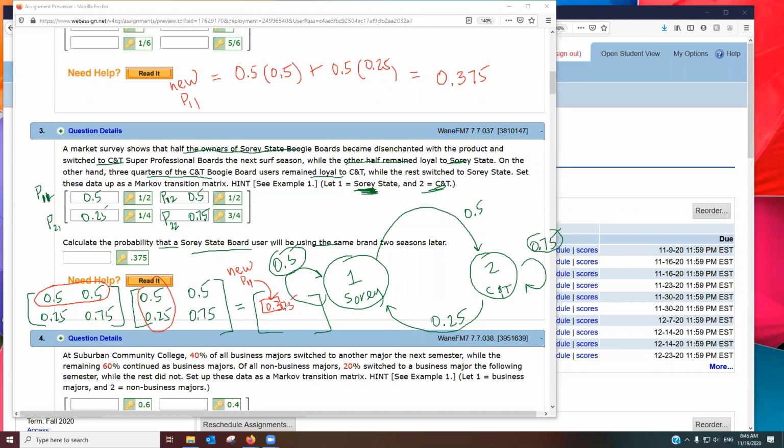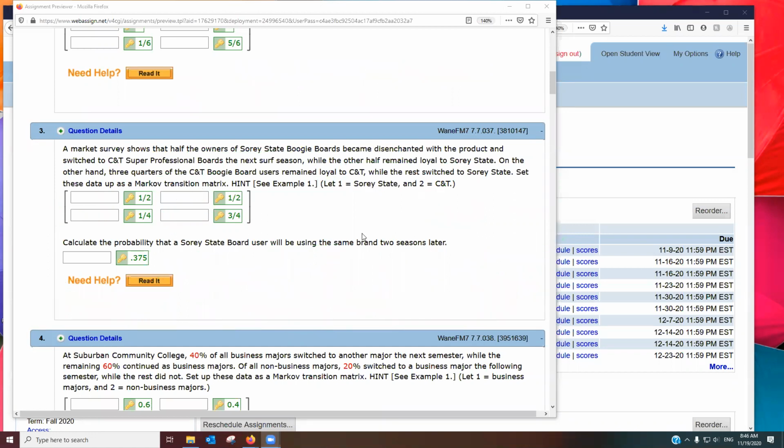Okay, so in this one, we just took the transition matrix times itself. I didn't have to do the whole matrix multiplication. You could do it if you want, but all I needed was this cell in the upper left-hand corner. All right, let's do another example.